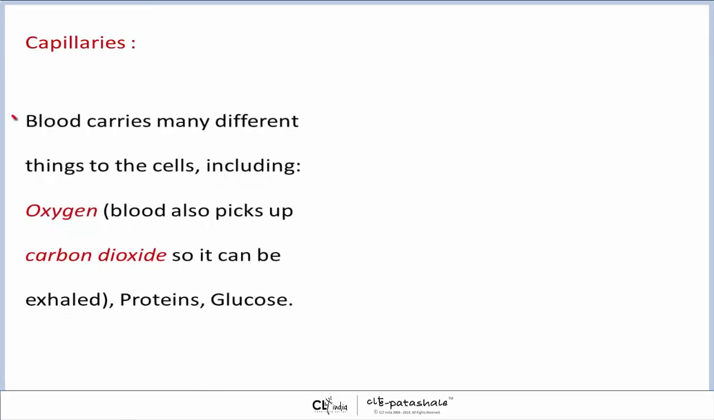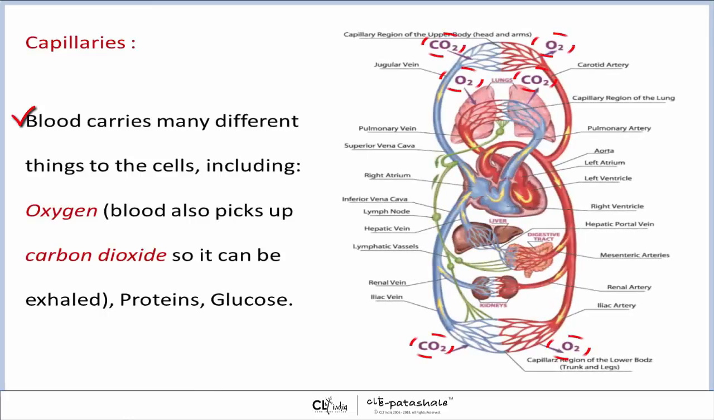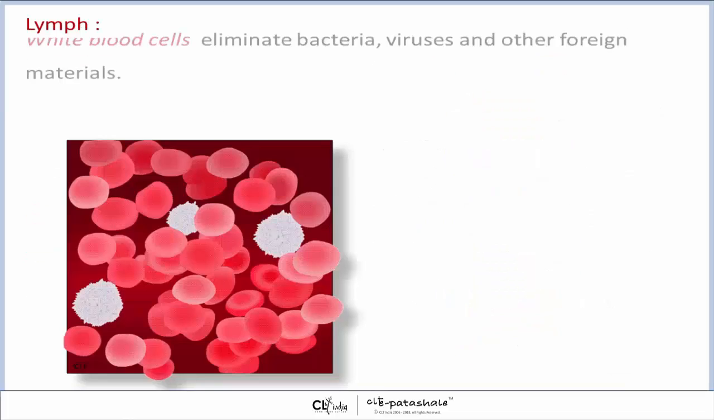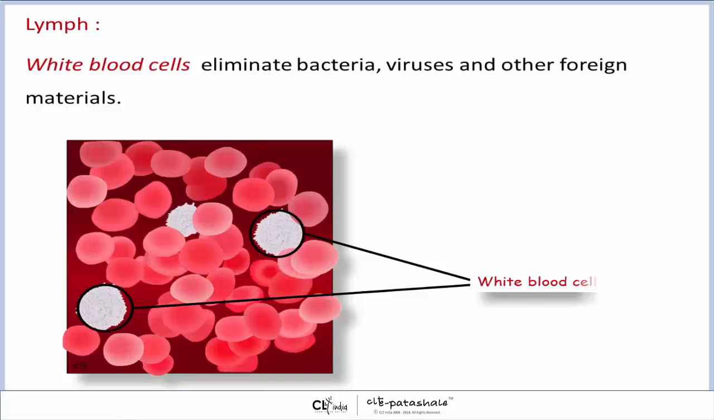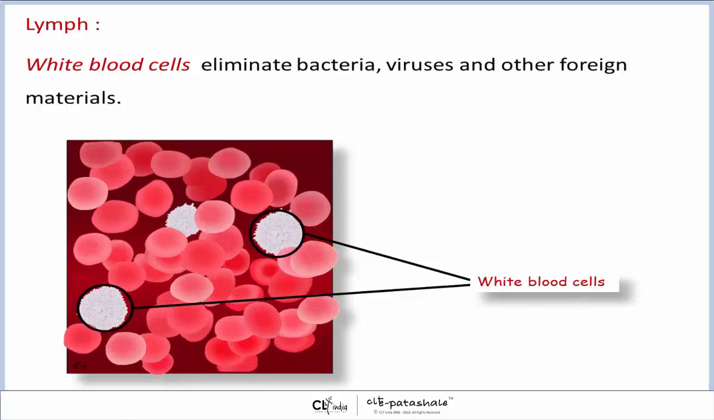Capillaries. Blood carries many different things to the cells, including oxygen. Blood also picks up carbon dioxide so it can be exhaled, as well as proteins and glucose. Lymph: white blood cells eliminate bacteria, viruses, and other foreign materials.